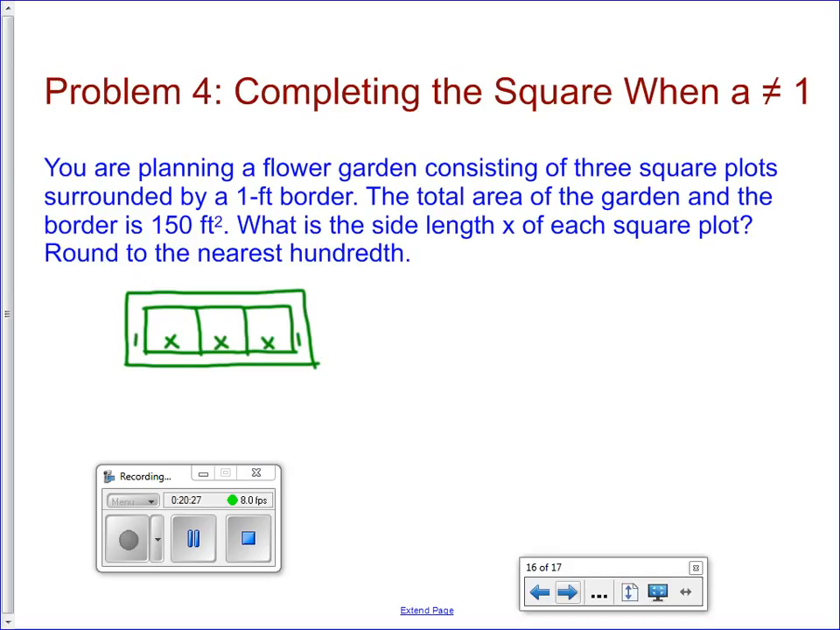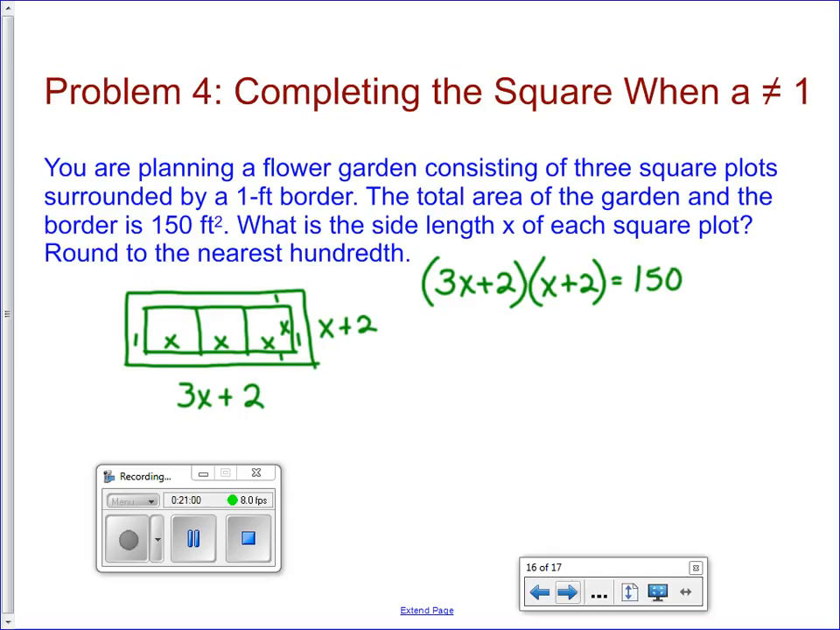Well, our length, notice, would be 3x plus the foot on each end, which would be a total of 2 feet. Our width is going to be x plus the 1 foot on each edge, so x plus 2. So we have the expression 3x plus 2 for our length times x plus 2 for our width is equal to 150 square feet.